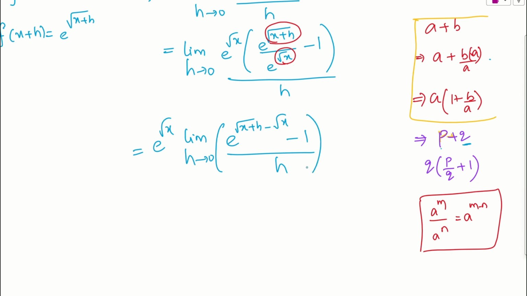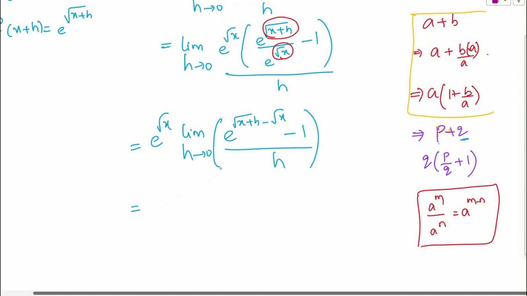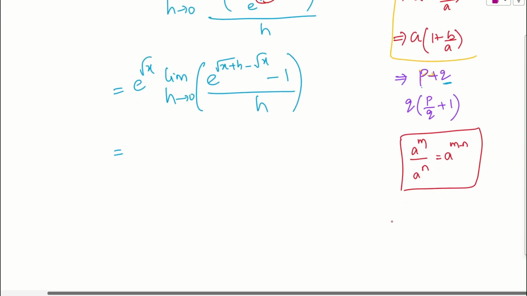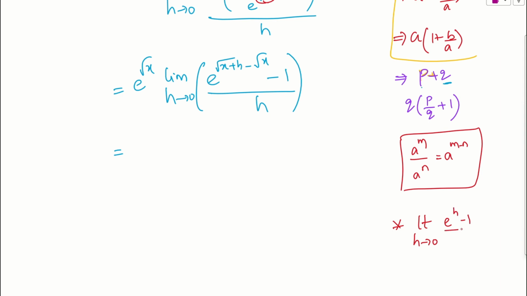Is it okay? Yeah. So now if I move on, again one formula you need to remember. If you have earlier seen in limits and continuity, limit h tends to 0, we have e power h minus 1 by h. What is this? This is nothing but 1. Or you can take it as x instead of h, whatever it is, where h tends to 0.